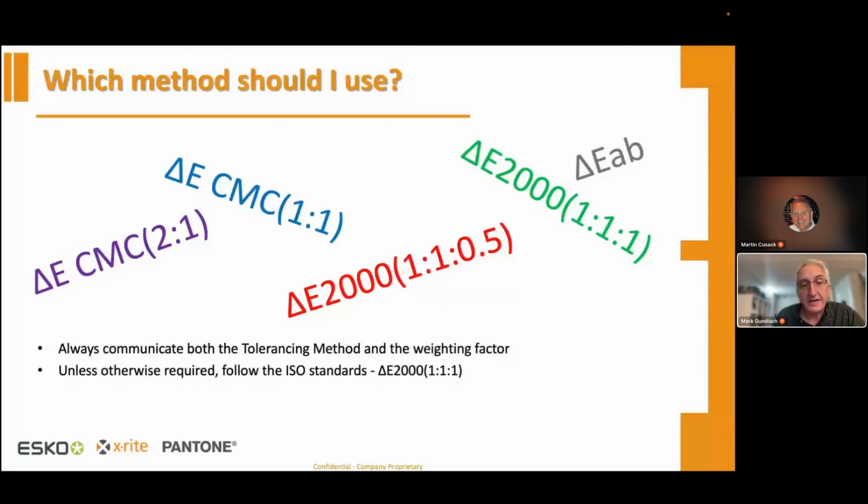And generally, if they're defining another method, it's probably something that's not been updated for a long time, because most of the brands and definitely ISO have moved on to Delta 2000 for most of their tolerancing many years ago. Whatever you do, though, make sure everybody's communicating using the same method and weighting factor. So if a customer does require that you use Delta E CMC, if that's what they require, make sure you're measuring in that method and reporting in that method. But you may want to have a discussion with them and see if they actually mean for you to use that.